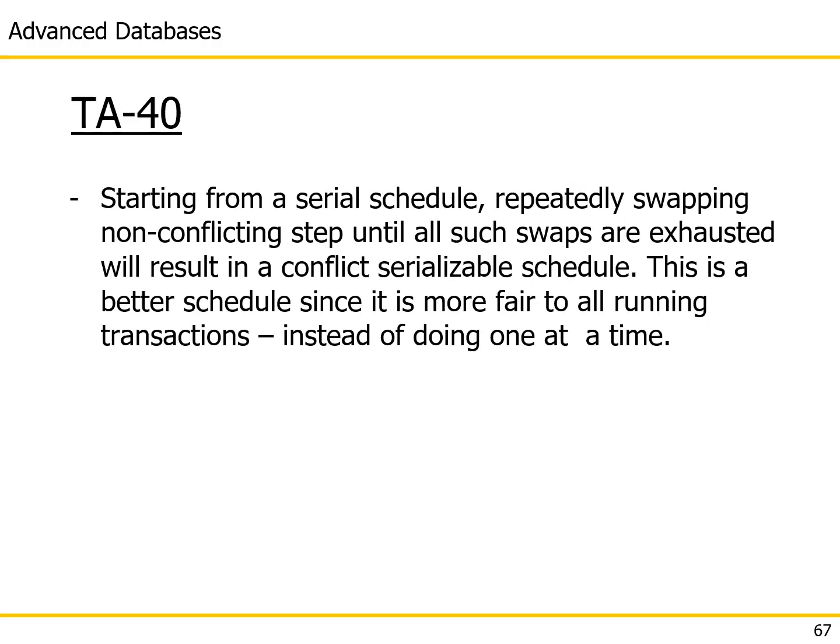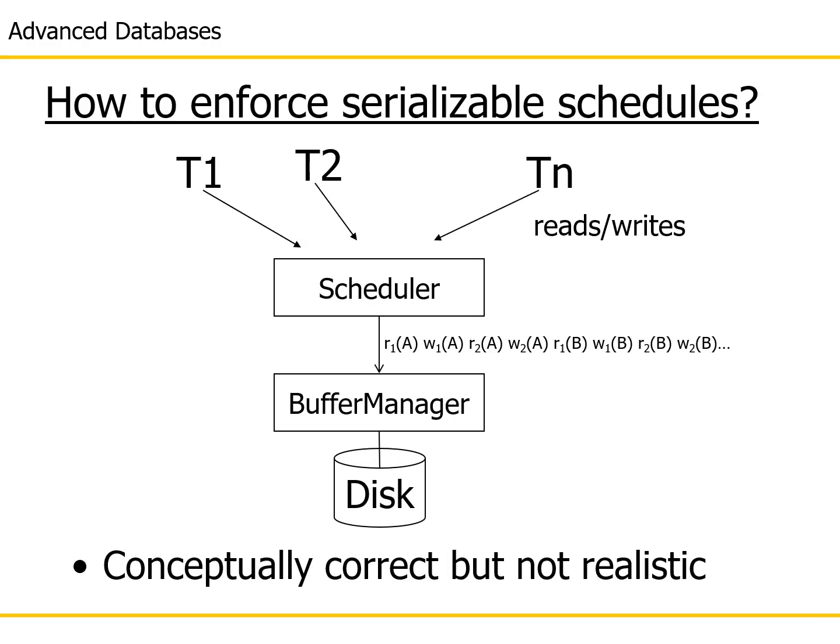So let's look at this takeaway. Starting from a serial schedule, repeatedly swapping non-conflicting steps until all such swaps are exhausted will result in a conflict serializable schedule. And this is a better schedule since it's more fair to all running transactions, as we've said before, instead of doing one at a time. What we look at now is how the scheduler enforces the serializable schedule. In other words, how does it ensure that a serializable schedule is running?